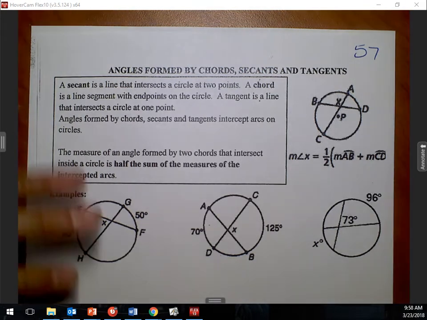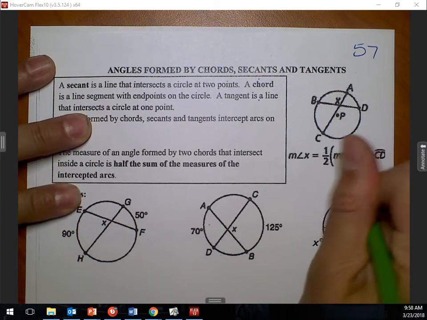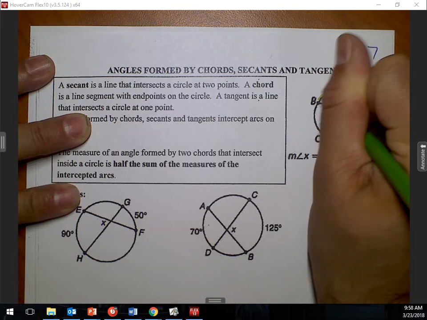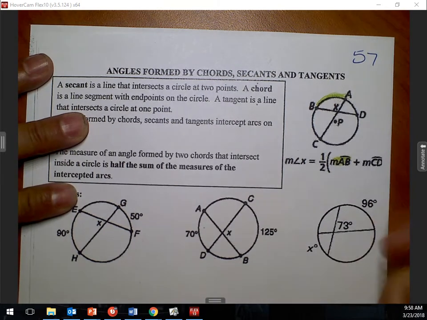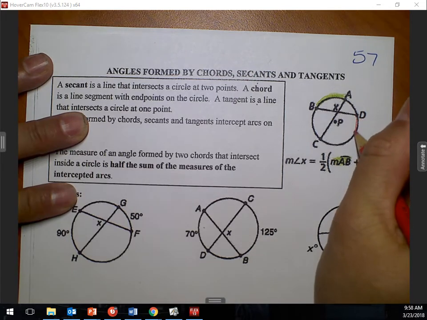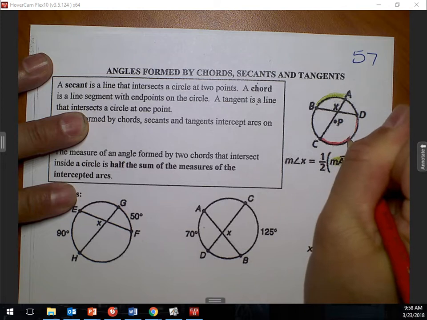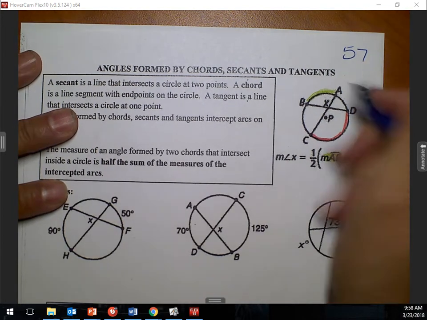Okay, so a couple things. AB. So this is going to be my arc, AB. So it's this piece, whatever the value that I get for here, and CD is going to be this arc over here also. And that would give me this angle right here.